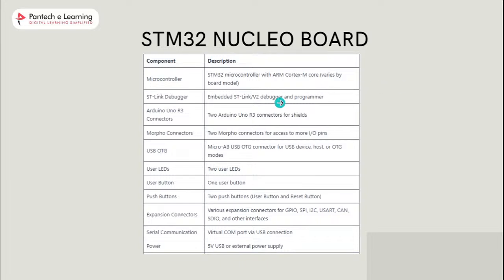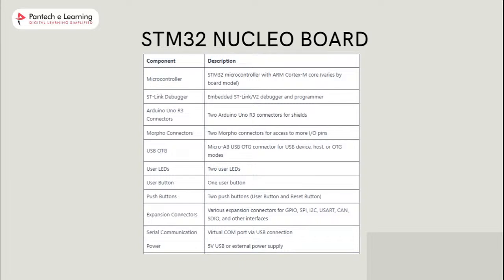Here you will have an STM32 microcontroller with an ARM Cortex-M core. It varies by board model. Depending on the model, you will have some name. Here mine is STM32 F446 or E. And then an ST-Link debugger, yes, it is embedded. Arduino Uno R3 connectivity: you can also connect an Arduino Uno, as Arduino is compatible with this board. You can even connect an Arduino Uno with this particular STM32 Nucleo board, 2-in-1. Is it great, right? And then Morpho connectors, USB OTG, user LED.